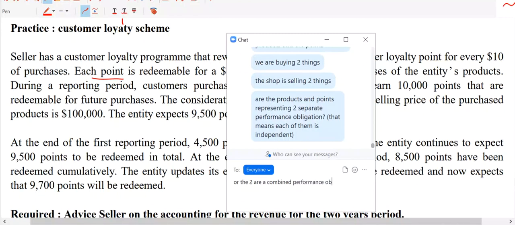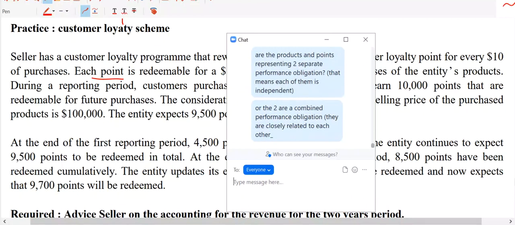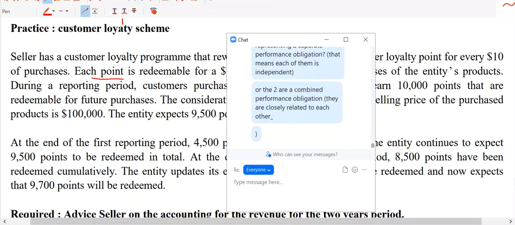Performance obligation. They are closely related to each other. Okay, there's a close bracket just now. So look at the messages, think about it. Now, as a seller, because we are considering revenue, do I recognize two sales? Sale of product separately, sale of points separately, or do I recognize them as one combined sale? It's only one.